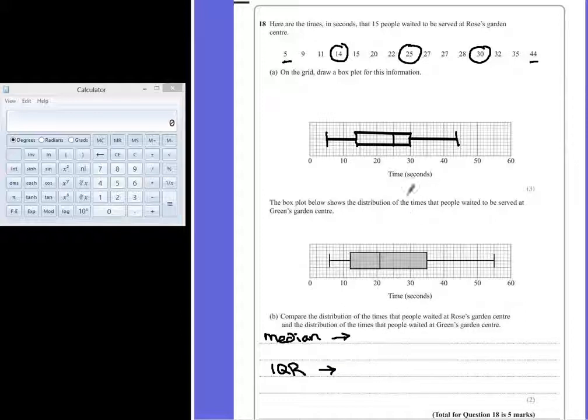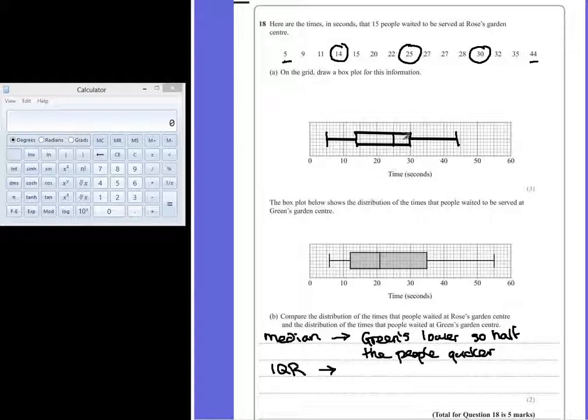So let's look at the median. So the middle of our group, so showing where most of the numbers were. In Green's garden centre, the median is much lower, showing that a majority of the people, or at least half of the people, were all served quicker than in Rose's. So to say that, we can put down that Green's is lower, so the median is lower, so half the people were quicker at being served.